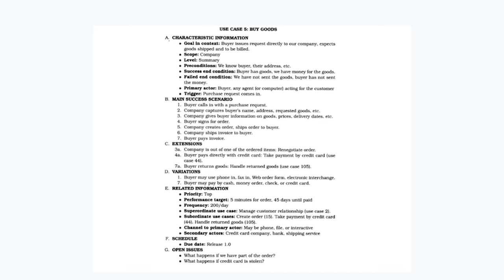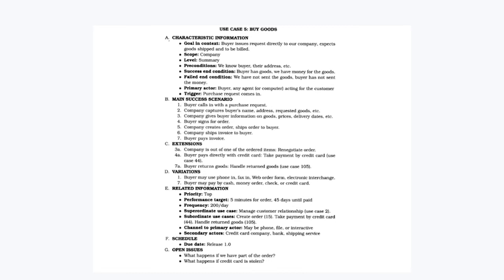If you see, it contains goal in context. What is it? Buyer issues request directly to our company, expects goods shipped and to be billed. Actually, this is what happens in Flipkart or Amazon or any other e-commerce website. You'll be submitting a request, paying your bill, and getting the goods delivered. So what is the scope of this software? Meaning this Flipkart or Amazon.